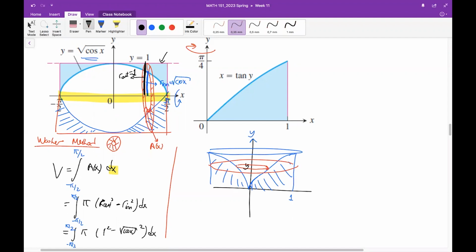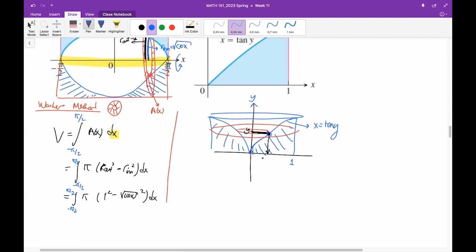So for an arbitrary y point here, this is our inner radius. Concentrate on this point, please, which is on this curve. And the inner radius is given by the exit point. And this curve is this one, x equals tangent y. That's why this exit point here is tangent y, which is the inner radius for us. This part is the inner radius.